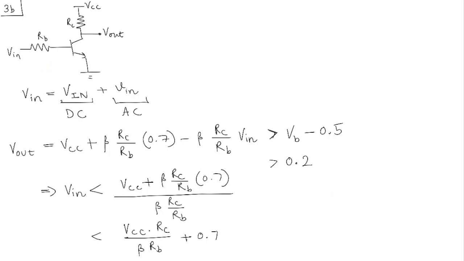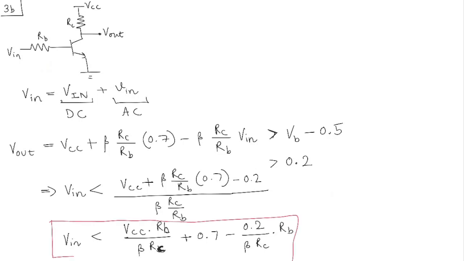What's the other condition on the other side? Oh, wait a minute. I forgot the 0.2 term here. So minus 0.2, divided by beta RC times RB. And this needs to be RB and this needs to be RC. Okay, all right. So that's one condition that we have. Let me write that. This condition that we calculated came from the fact that we don't want our transistor in saturation.